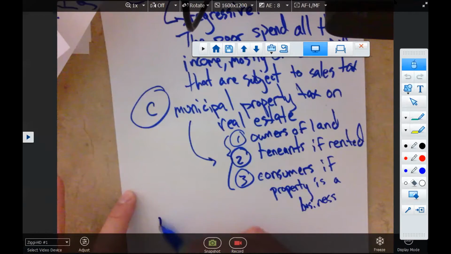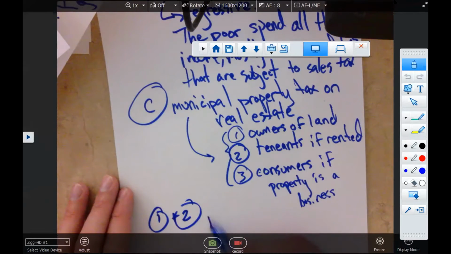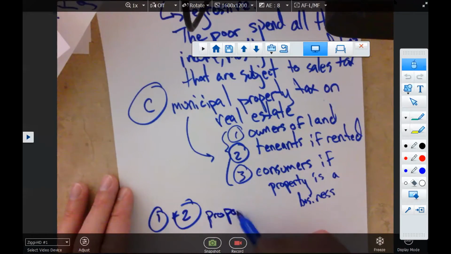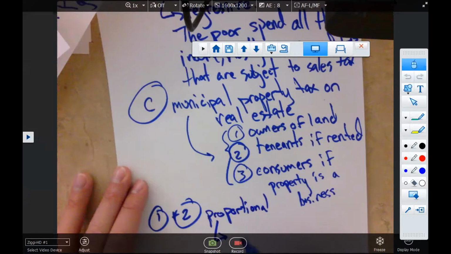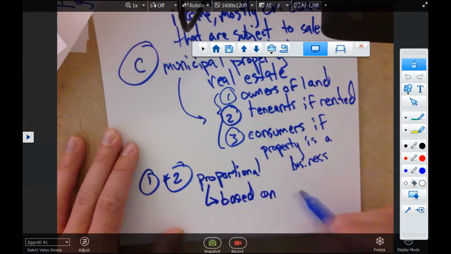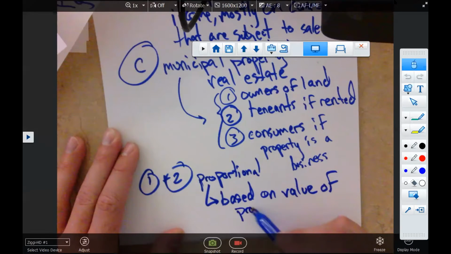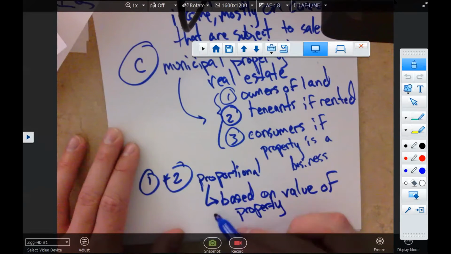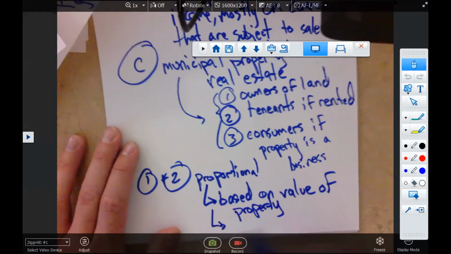So in the case of 1 and 2, we would think that it's a proportional tax. Why? Because it's based on the value of the property. The lower one's income, the lower the value of property one owns, right?